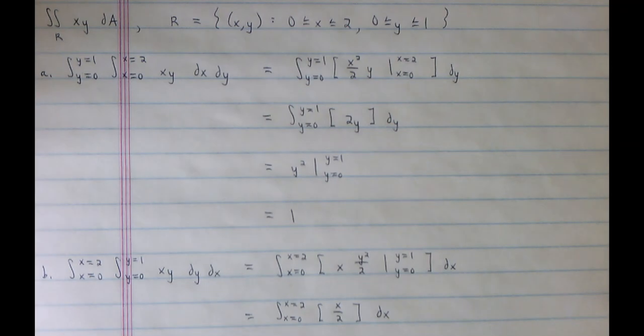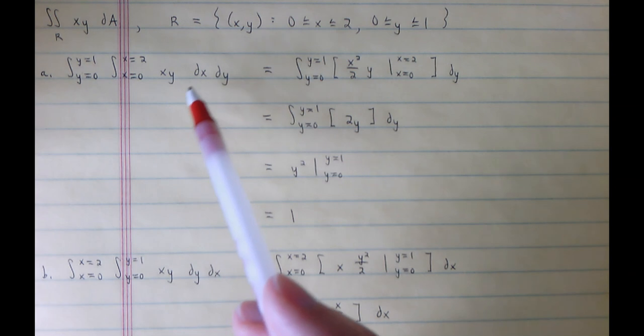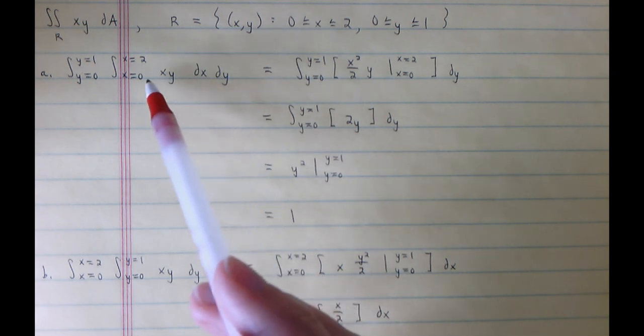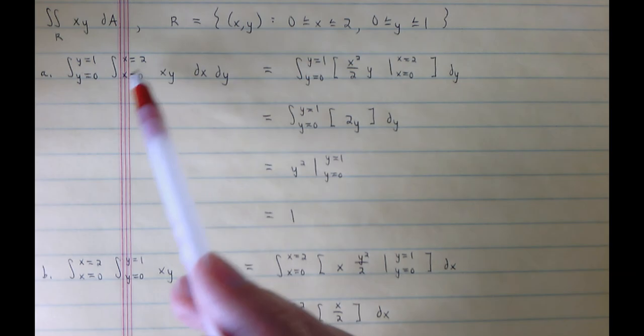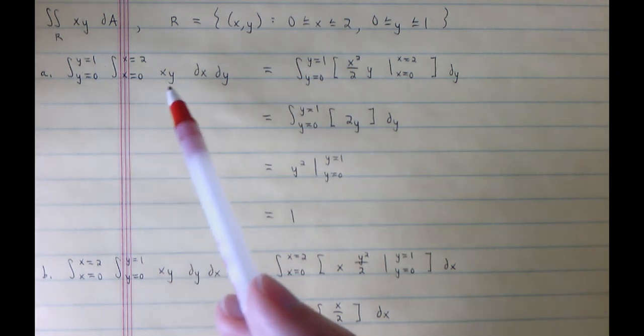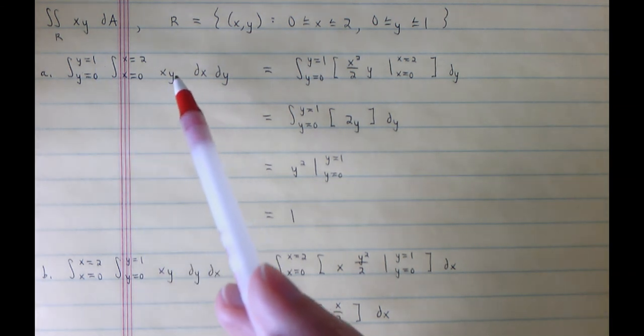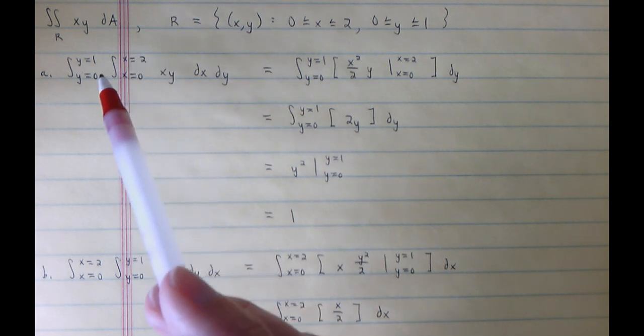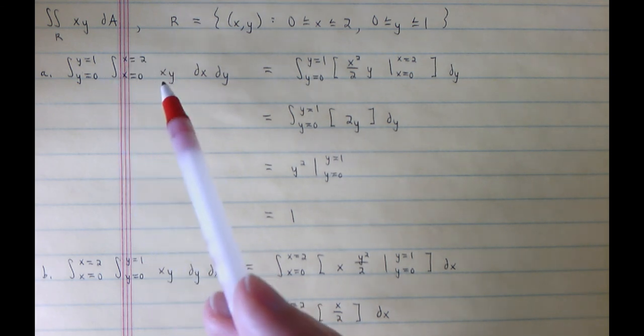In part A, we're going to set up the double integral so that we're first integrating with respect to x. So that means we should have dx dy, and x runs from 0 to 2, y runs from 0 to 1. Because we're first integrating with respect to x, we're going to treat this y as a constant. In fact, you could even bring that y outside of the first integral since you're treating it as a constant, and then you'll just integrate x like normal.